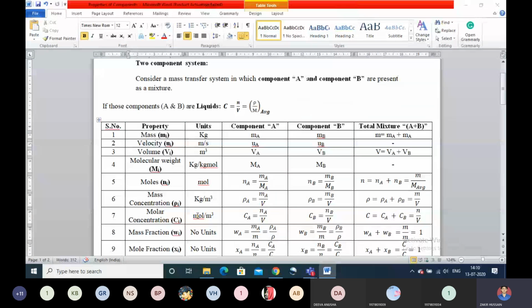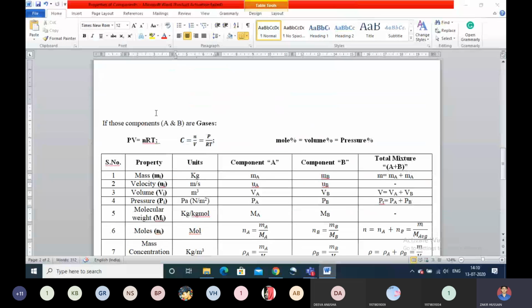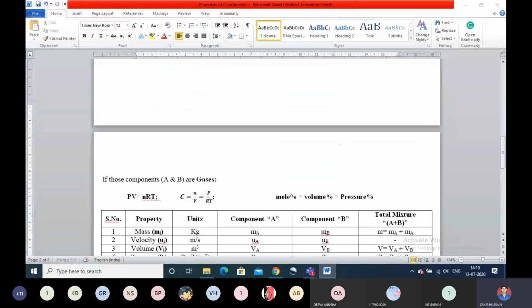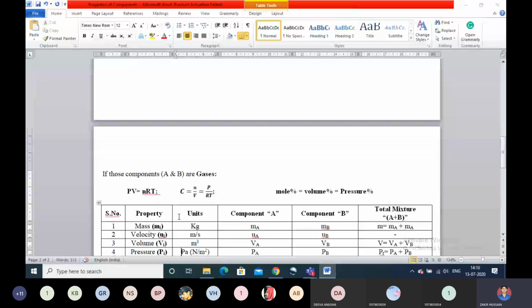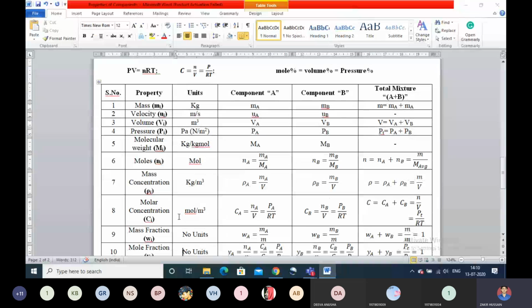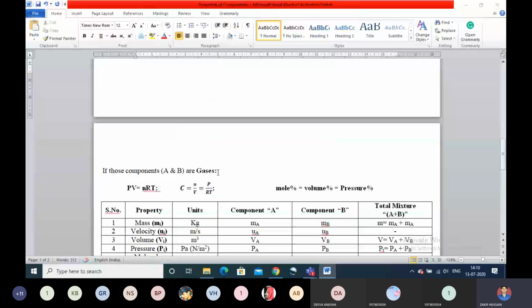Now, how it differs when component A and component B are in gas form, we have to discuss. In the morning we already described all these things on the live board, but now I am just summarizing it. I will give a copy to you also. If the two components are in gaseous phase, then the ideal gas law is applicable. PV is equal to nRT: pressure into volume is equal to moles into universal gas constant into temperature.